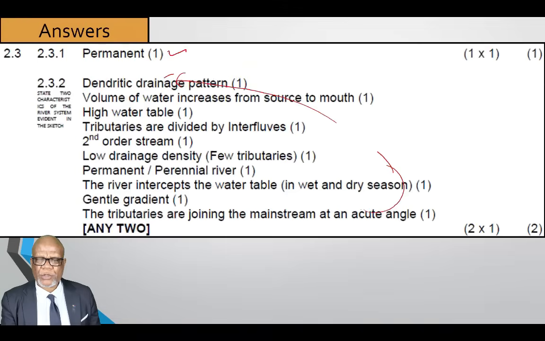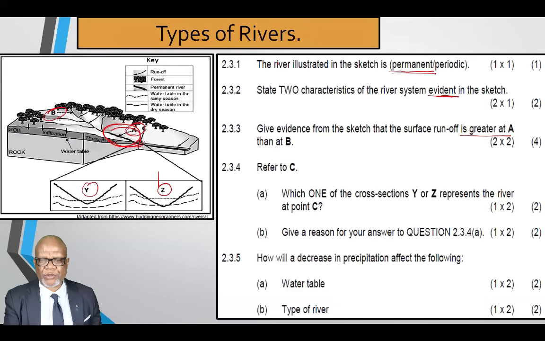So these are the characteristics that you should know, that the volume of water will be higher at A than at B, because the volume of water increases as the river flows towards the mouth. And then, which one of the cross sections, Y or Z, represents the river at point C?